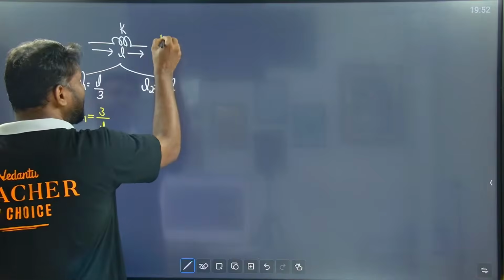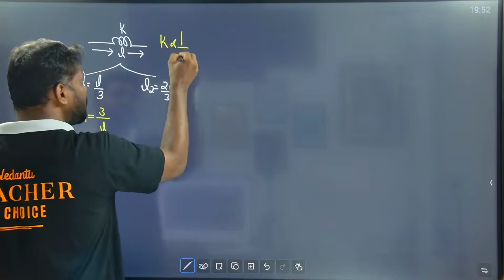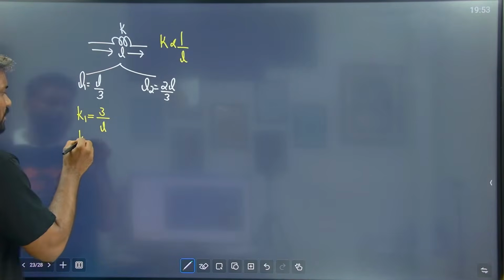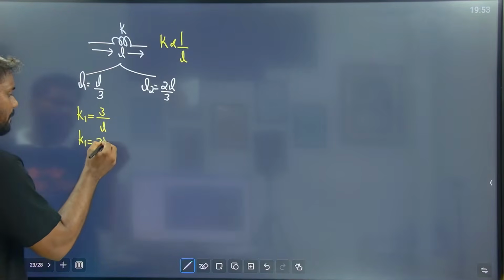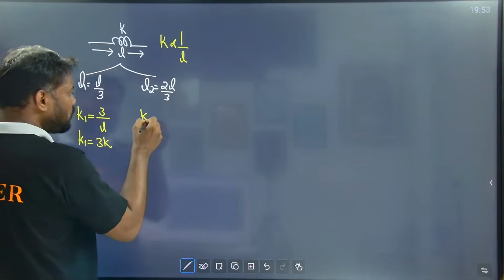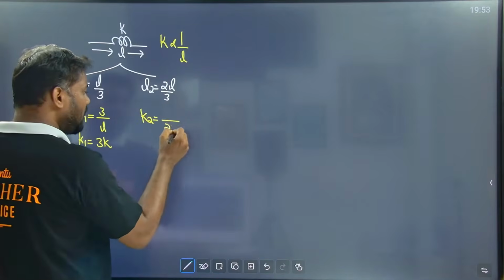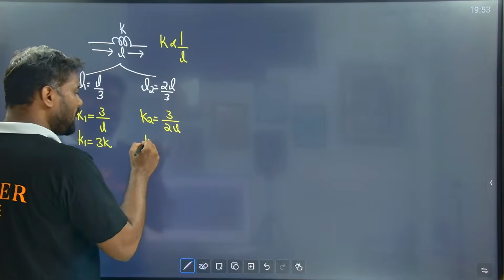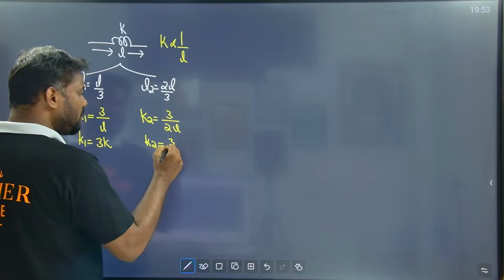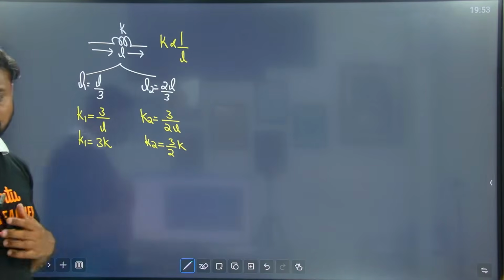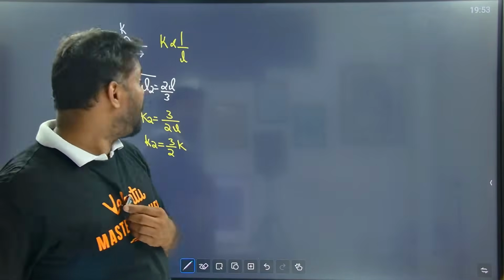Here k is inversely proportional to L. So in place of 1 by L we can write k, so k1 is equal to 3 times k. Understood? Now how do we calculate k2? k2 corresponds to 2L by 3, and with 1 by L written as k, k2 is equal to 3 by 2 into k. So this value must be known clearly. This is a very, very important idea.